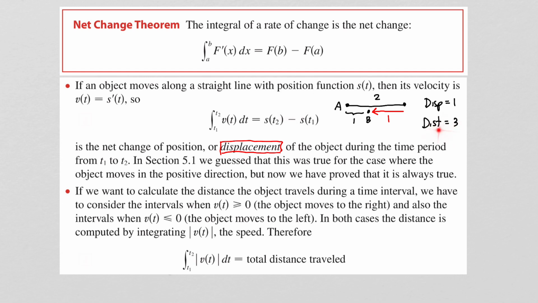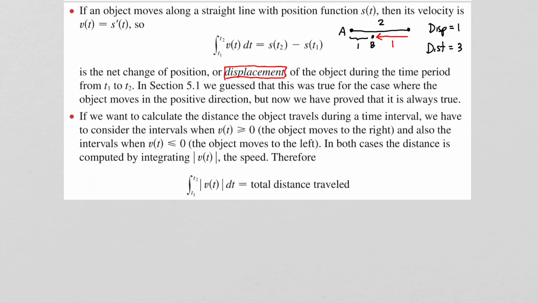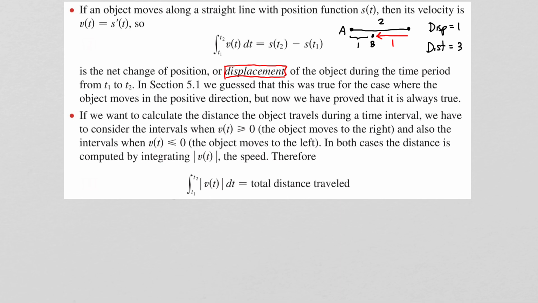All right, how about the distance? How do you calculate that? Well, to calculate the distance, what you need to do is count all steps forward as positive distances and also all steps backwards need to be counted as positive distances. Well, when you move backwards, it's naturally counted as a negative distance. So the way you make it positive is by taking the absolute value of it. So in short, when you want to find the total distance traveled, you need to integrate the absolute value of the velocity, not just the velocity all by itself.